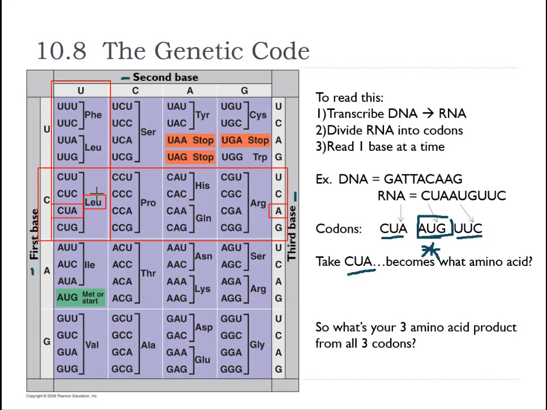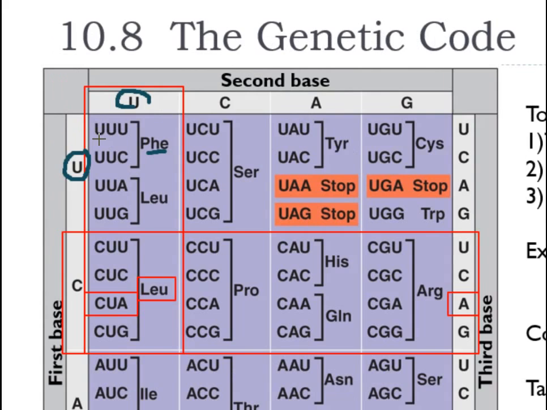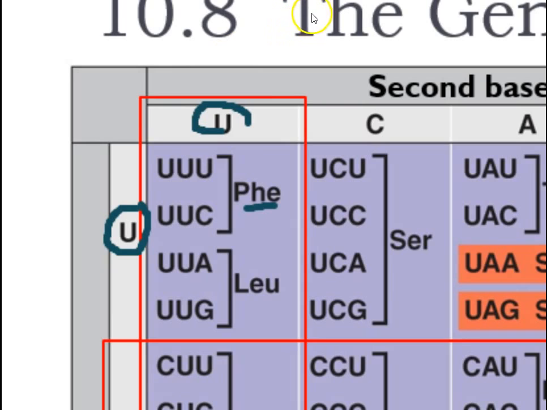Let's do another one. Let's do UUC. So what you can do now is pause the video and you look up UUC, and then I'll start up and we'll do it together. Okay, well, let's do U. So remember how U is the first base? This one's pretty easy because U is the second base as well. So that's going to be right over here. And if we look in this box, UUC, which means that it is phenylalanine. Cool.